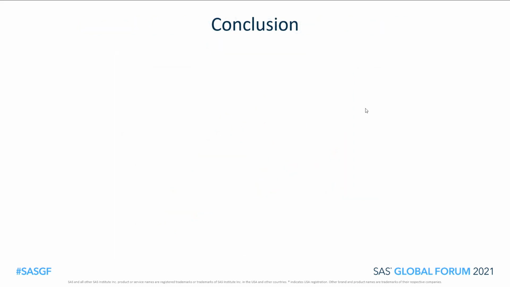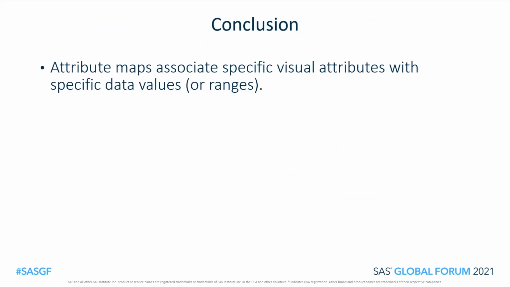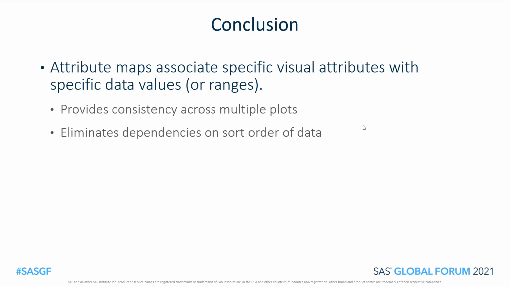In conclusion, attribute maps let us associate specific visual attributes with specific data values or ranges of data values, and this has several advantages. It allows us to have consistent attributes across multiple plots without having to do a lot of extra work to get them. It eliminates dependencies on the sort order of the data.